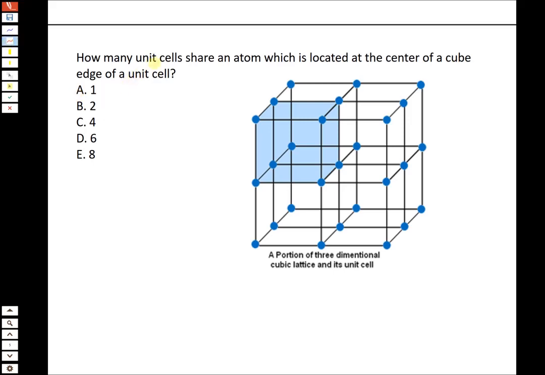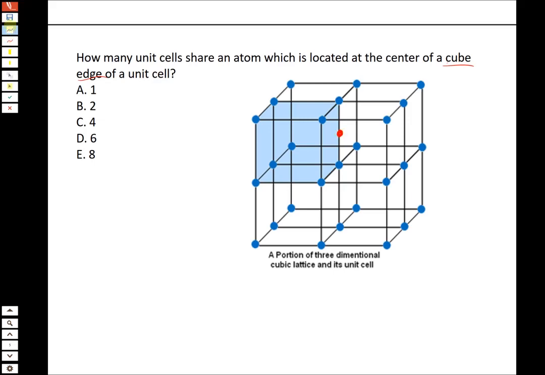So now we want to know how many unit cells share an atom which is located at the center of a cube edge. Alright, so you're talking about a cube edge. So what this picture is showing is 8 cubic unit cells stacked together. So 4 on the top, 4 on the bottom. And what we're talking about now is an edge position. So edge is going to be, for example, right here, right along one of the edges of the cube. And we want to know, again, how many unit cells share that edge position.